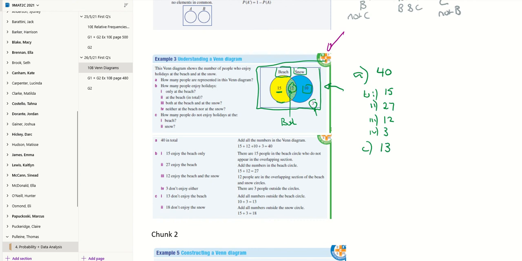How many people do not enjoy holidays at the snow? That is going to be everybody outside the snow circle, which is going to be my 15 plus my 3 is 18. Okay, so that's your answers. What you've got to do now is you've got to come across and, sorry, that's your examples and your theory.